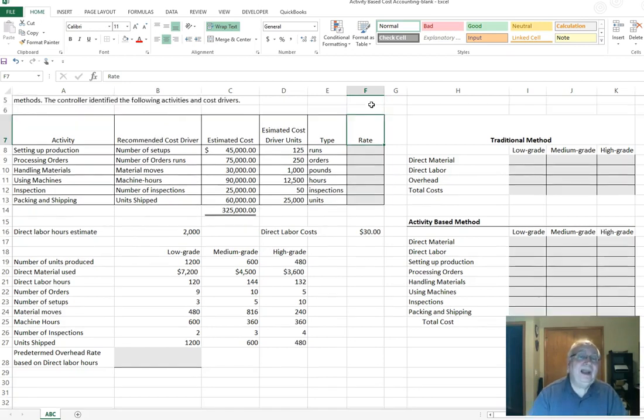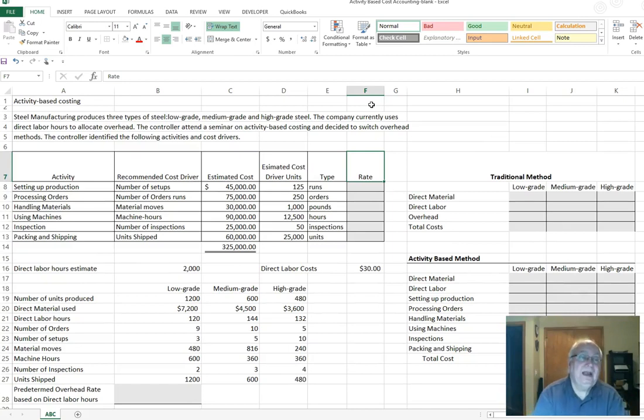Okay, what we have here is an example we're going to do. And we have on this one, steel manufacturing produces 3 types of steel: low grade, medium grade, and high grade steel. The company currently uses direct labor hours to allocate costs, so we're going to compare that. The controller attended a seminar on activity-based costing and decided to switch overhead. Now, like most controllers, they come to the cost accountant and say, hey, I want you to try this and see how it works. And they identified the following activities as cost drivers. Okay, these are the cost drivers right here.